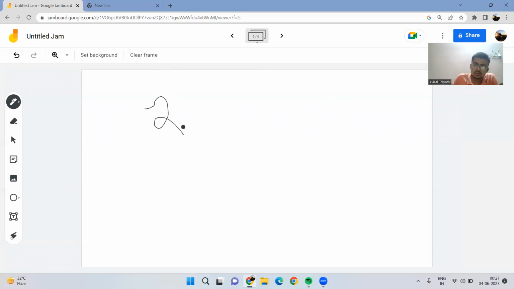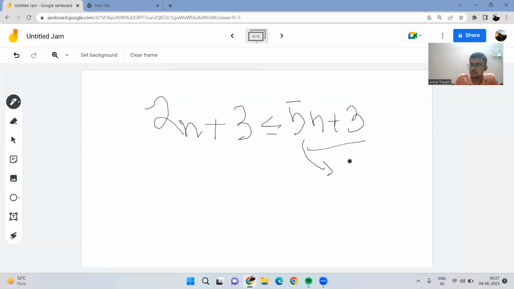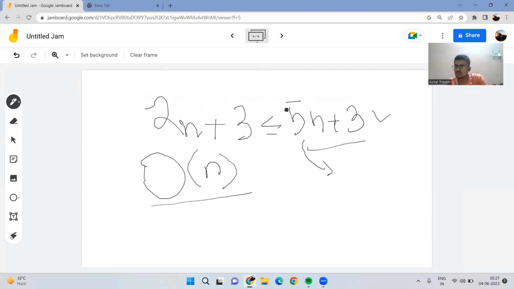For f(n) equal to 2n plus 3, to make it less than, you can simply take 5n plus 3 as well. C is a constant here. So even if you take it, this is also okay. Still the time complexity will become O of n. So this is the definition of big O.